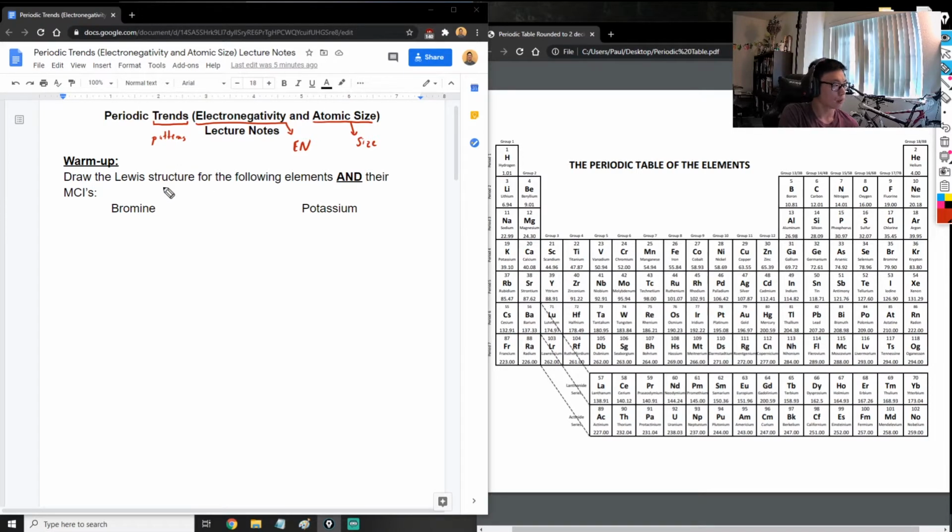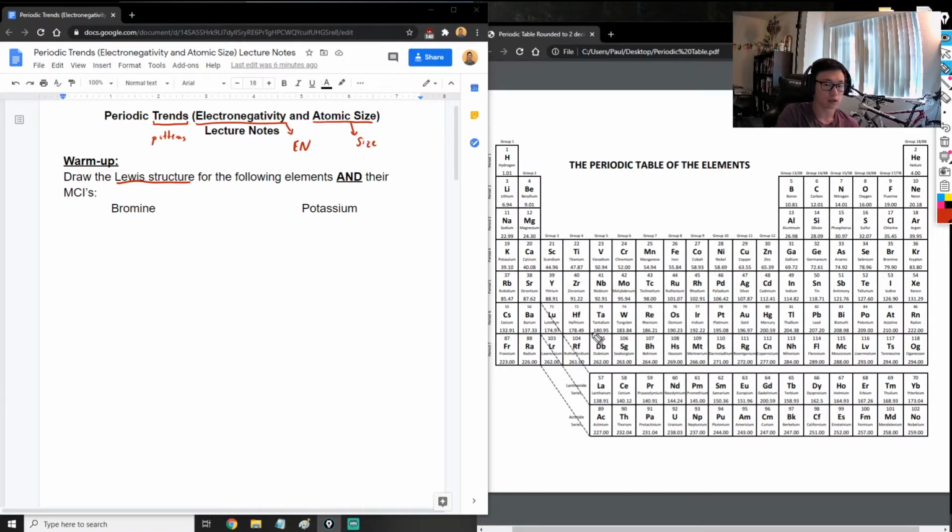Alright, so for the warm-up, let's just quickly draw the Lewis structures for these elements. First we're going to draw one for bromine, and we're also going to do one for bromine's MCI, so we have to figure out what the MCI is. And then we're going to do one for potassium. Okay, so let's start with bromine.